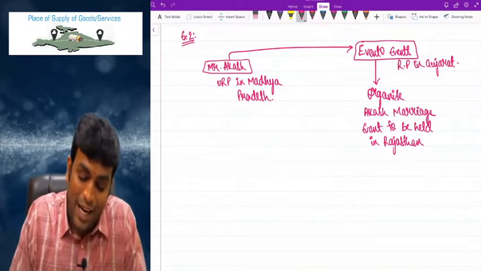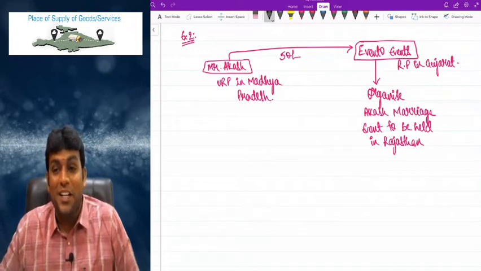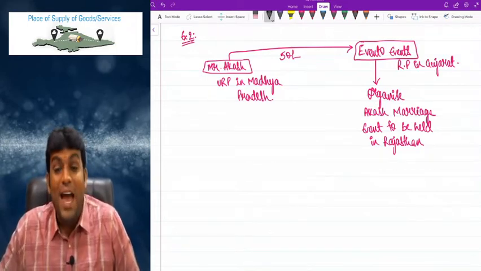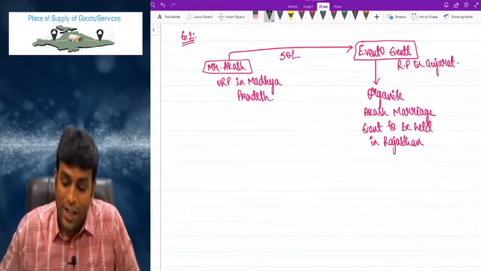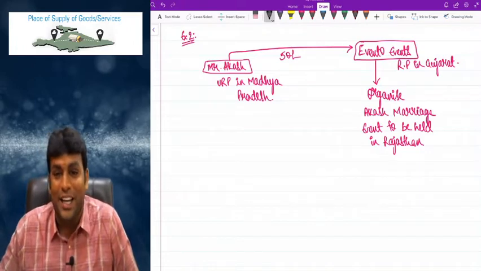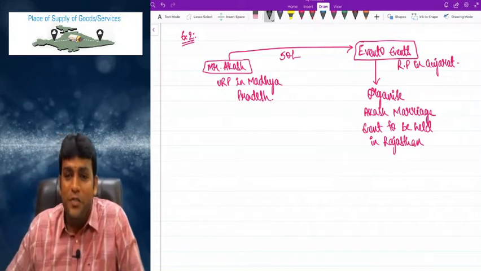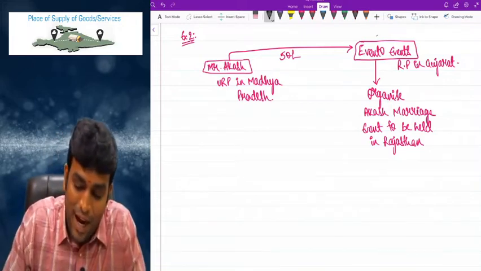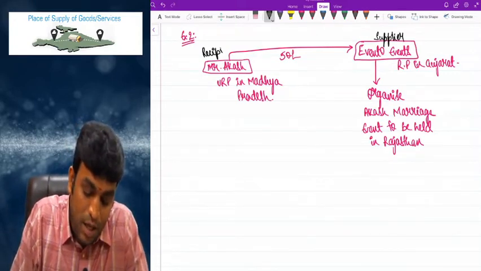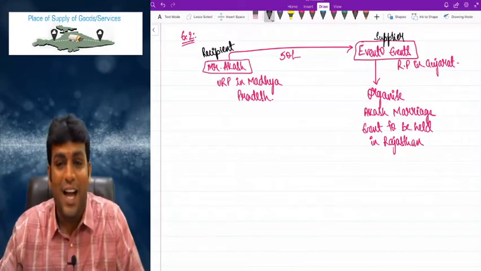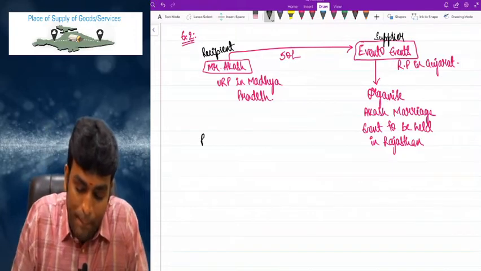Clear, my dear friends? And Akash paid 50 lakhs. I repeat one more time: Akash is an unregistered person in Madhya Pradesh, and he contacted Evento Events for organizing his marriage event to be held in Rajasthan. Akash paid 50 lakhs to Evento Events. If you observe very clearly, the supplier is Evento Events and the recipient is Mr. Akash. Now, in this example, what will become the place of supply?